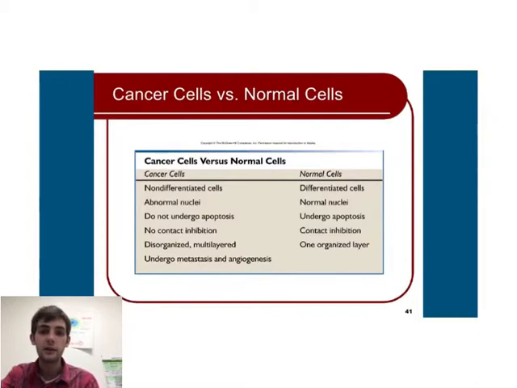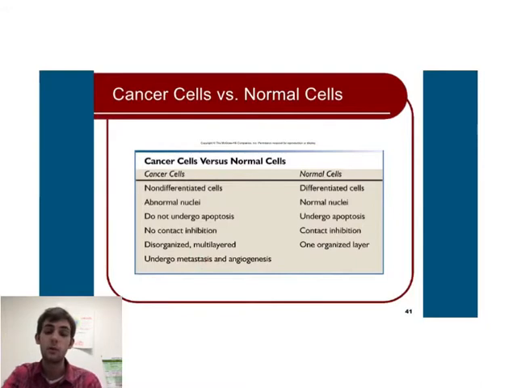There's no contact inhibition, which means as cells normally clump together, they most of the time shut off. Cancer cells don't do that. The more they clump together, they'll still continue to grow and grow and grow. They're obviously very unorganized and multi-layered, which can lead to a tumor, and they can undergo metastasis and angiogenesis.